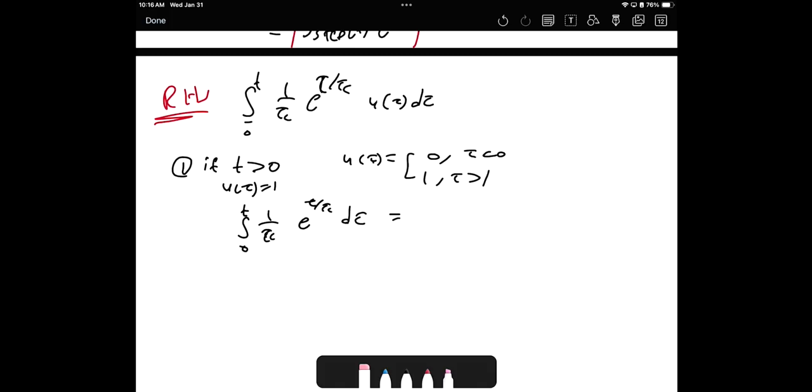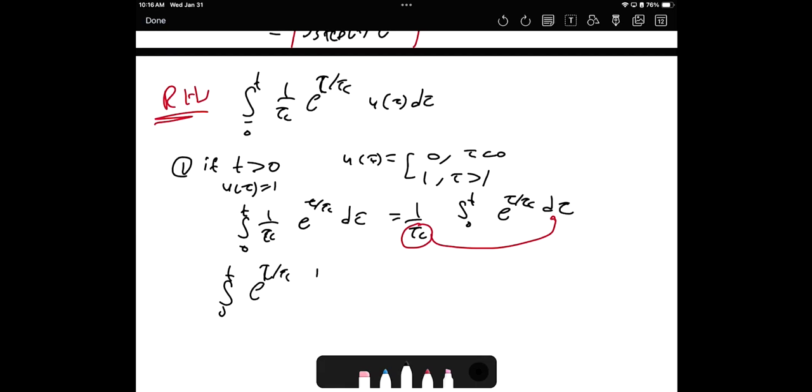Okay, so we have the integral of 1 over tau c, the integral from 0 to t, of e power tau over tau c d tau. Now we can do this thing, which is basically move tau c to this side. So it will be an integral from 0 to t of e power tau over tau c, d tau over tau c.